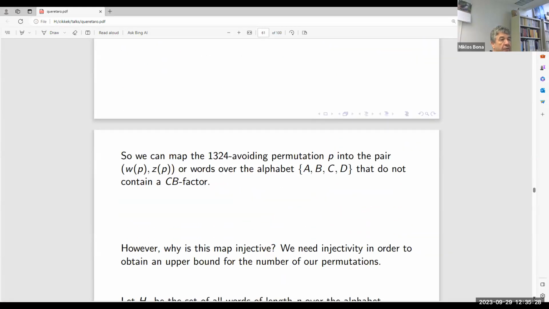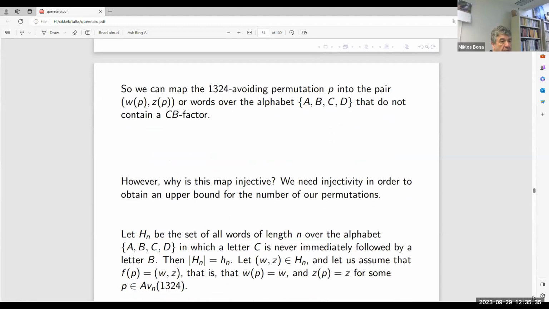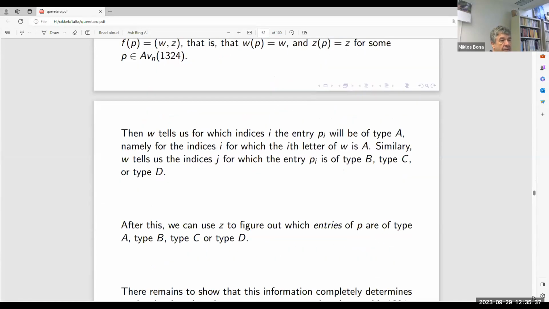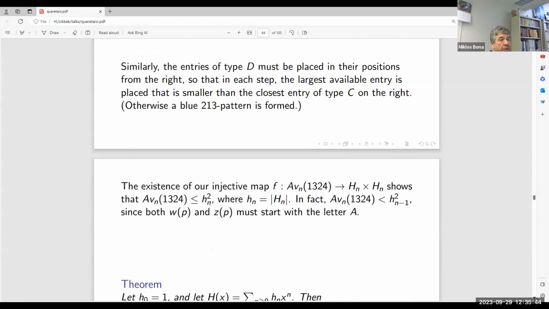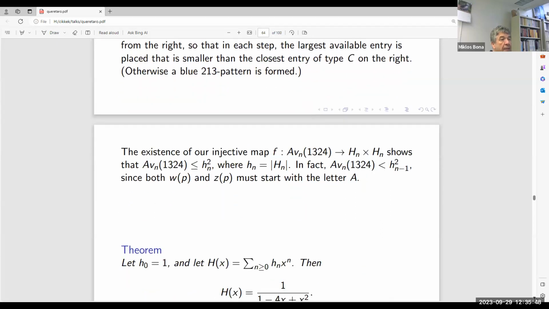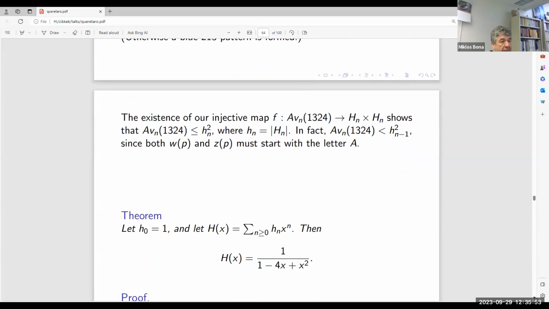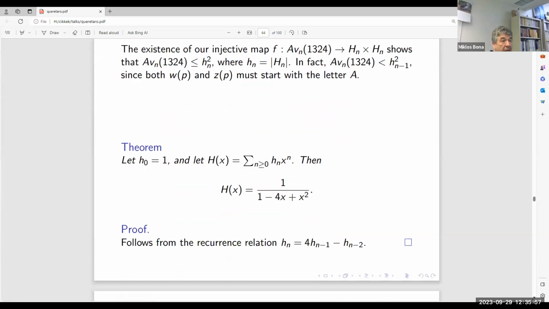Okay, so now it is true that I have an injective map. I map these permutations to this pair of words. So the number of permutations is less than the number of pairs of words. Never mind this text here. So the question is, how many such words are there? How many pairs of words are there? And that's easy to prove: the number of pairs of words like this satisfy this generating function, because they satisfy this nice recurrence relation.